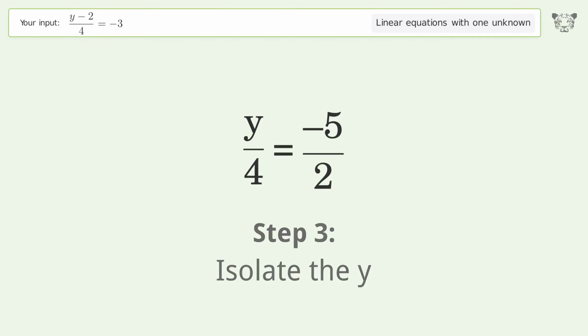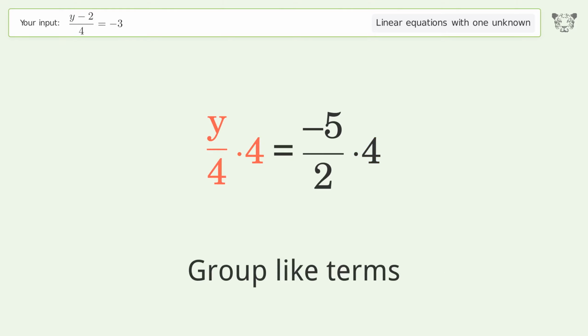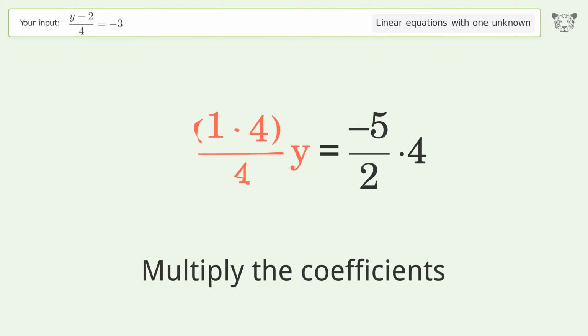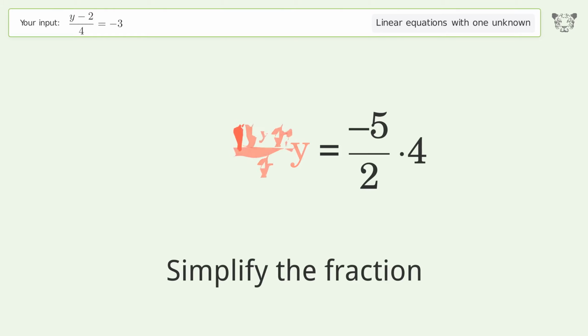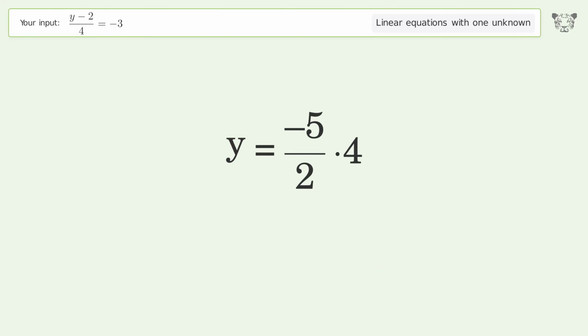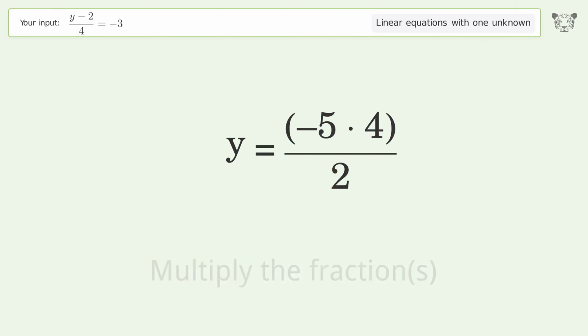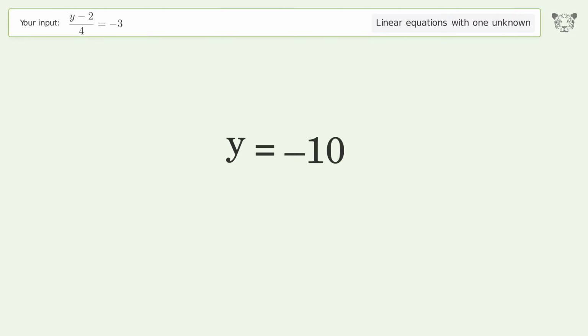Isolate the y. Multiply both sides by 4. Group like terms. Multiply the coefficients. Simplify the fraction. Multiply the fractions. Simplify the arithmetic. And so the final result is y equals -10.